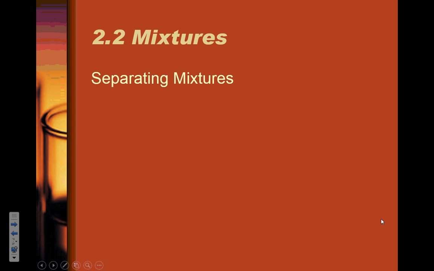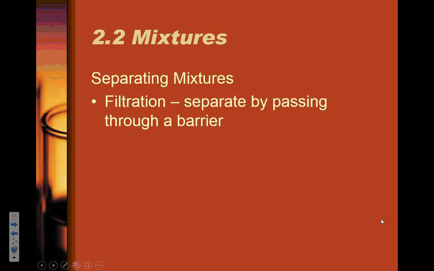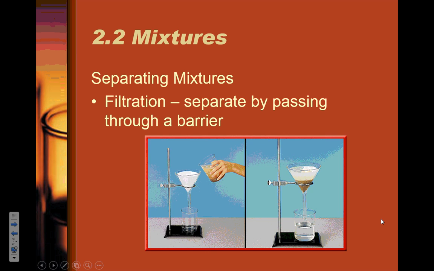Now, if we can physically blend pure substances together to make a mixture, then we should be able to physically separate them. So what are some different types of physical separation techniques? Well, the first and most basic and most commonly used in the lab would be filtration. And that's where we separate by passing it through a barrier. So a filter paper would be a good example of this.